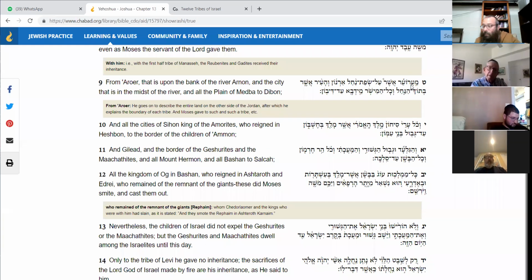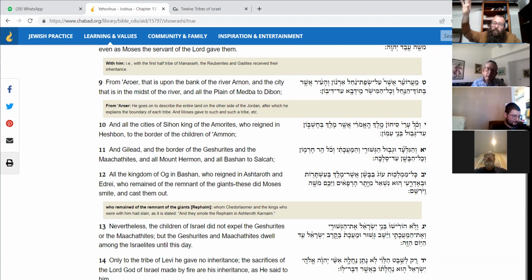Ba'ir asher b'tocha nachal, in the city that went within that river, chol hamishor, and the whole plains, Meidva ad Divon, from a city called Meidva until a city called Divon. So Rashi explains to us what's the setup in this chapter, that in the book of Joshua, it's first telling us the entire eastern swath of land, and then it's going to break it up for us so you know what is the details about each tribe, what they got.